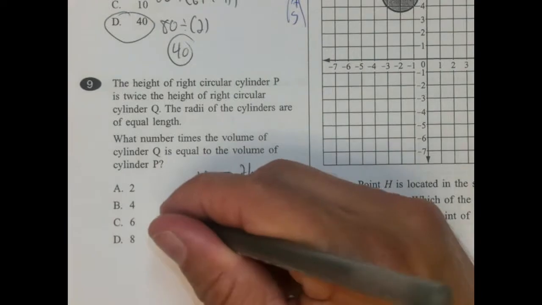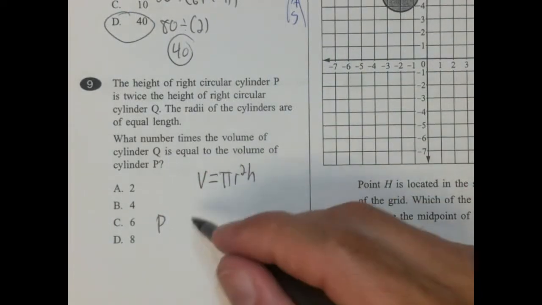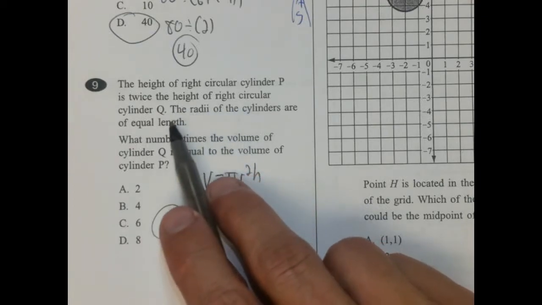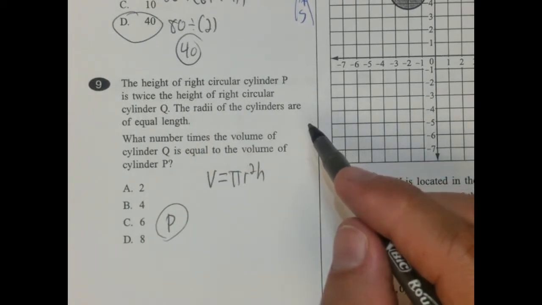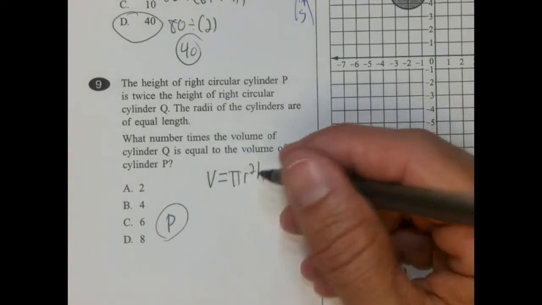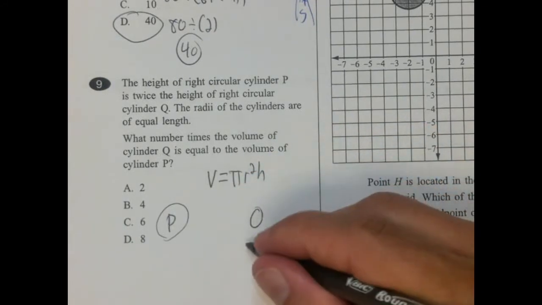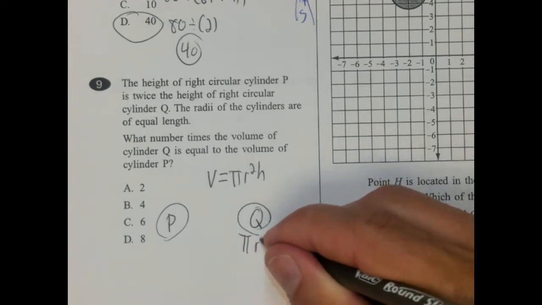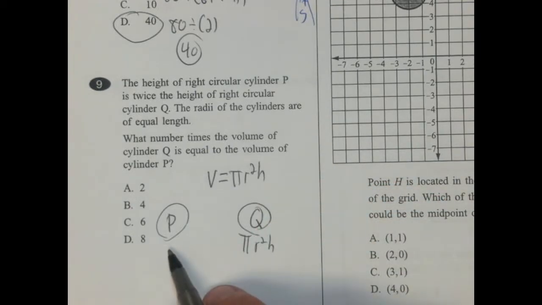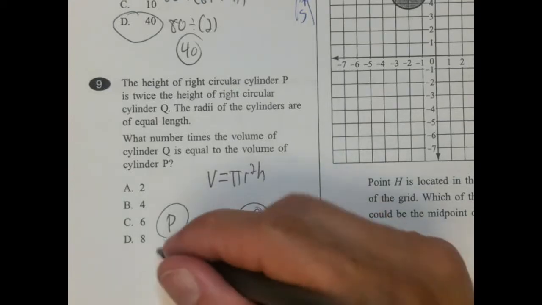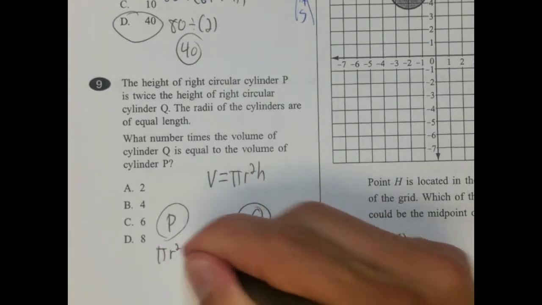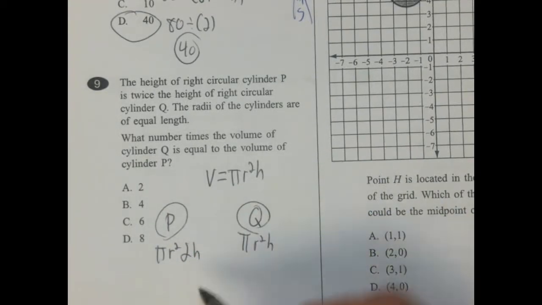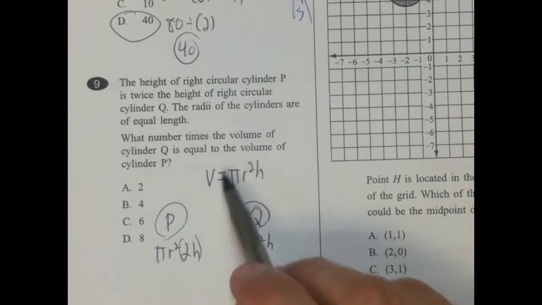We have P and Q. So P. All right, so P is going to be twice the height of Q. Okay, so Q is a smaller one. So Q is going to be pi r squared h. Now this one's h is going to be twice that length. So we're going to be pi r squared 2h. Okay? That's what it is. This is 2h. All right, no big deal.